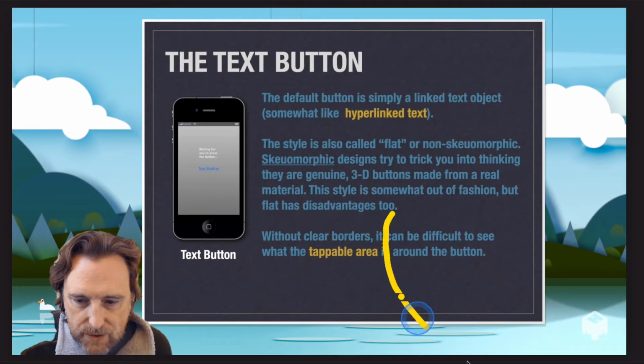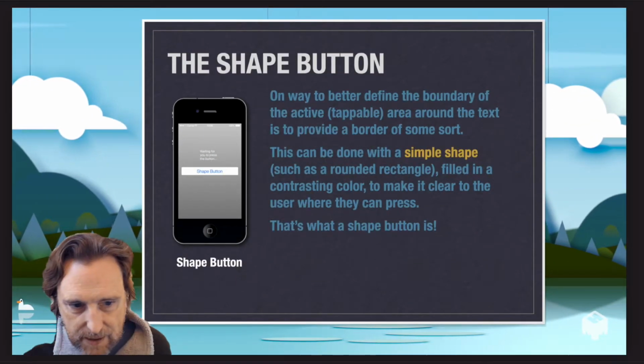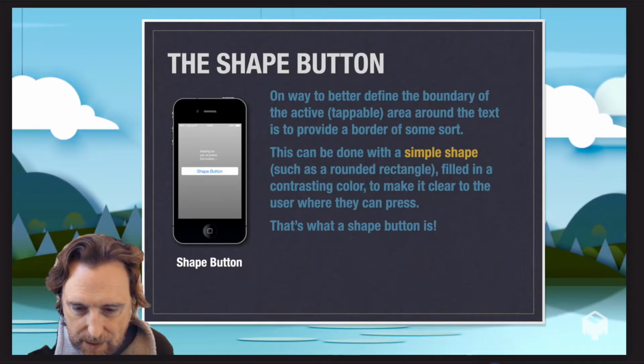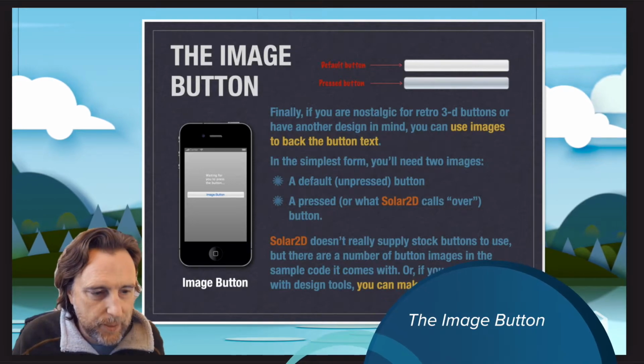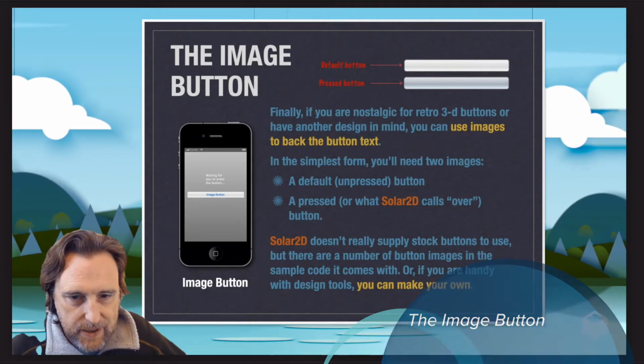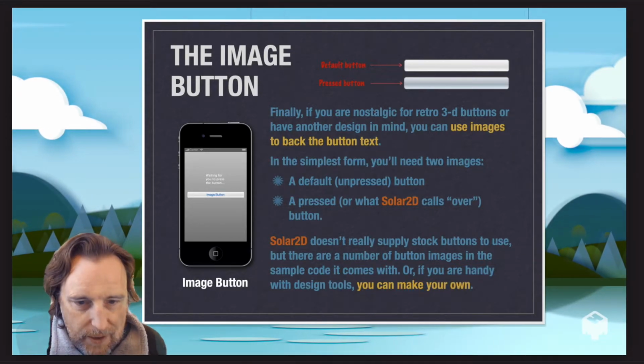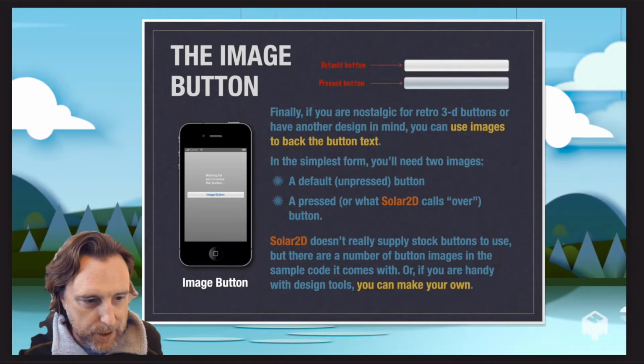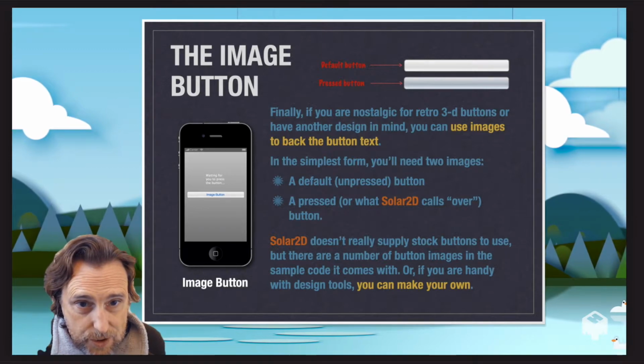All right, so we talked about the text button. We just showed you the shape button. And so the most complex one I've implemented in Drawn to Code is the image button. Pretty obviously, the image button is a button that uses an image. But specifically, it uses 2 images.